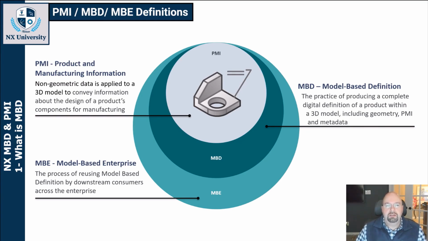Now, if you look at the second or the middle circle, which is representing the model-based definition, this is the practice of producing a complete digital definition of that product within a 3D model, and it includes the geometry, the PMI, and all the metadata involved in that model. And then if you look at that largest circle, that's going to include the PMI and model-based definition inside of this model-based enterprise. That model-based enterprise is the process of reusing this model-based definition by downstream consumers across your entire enterprise here.